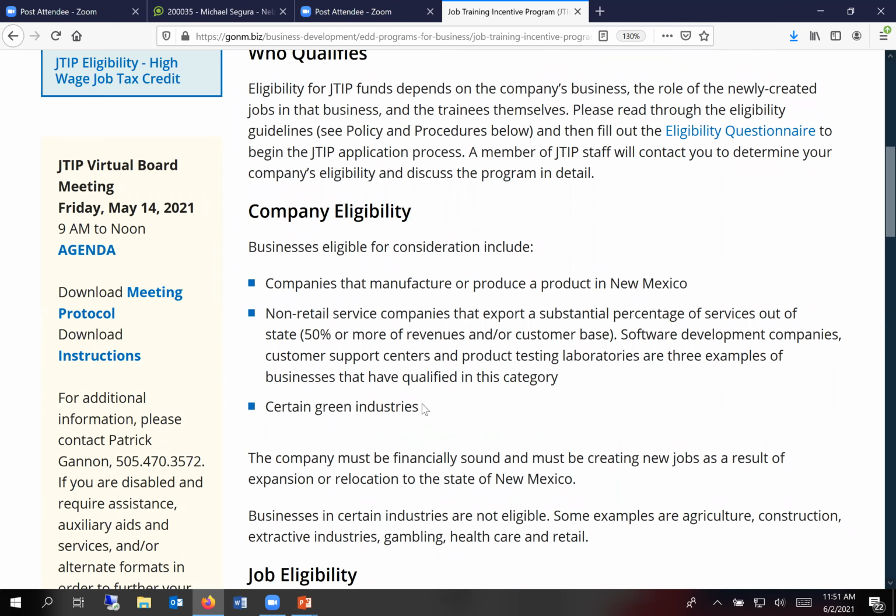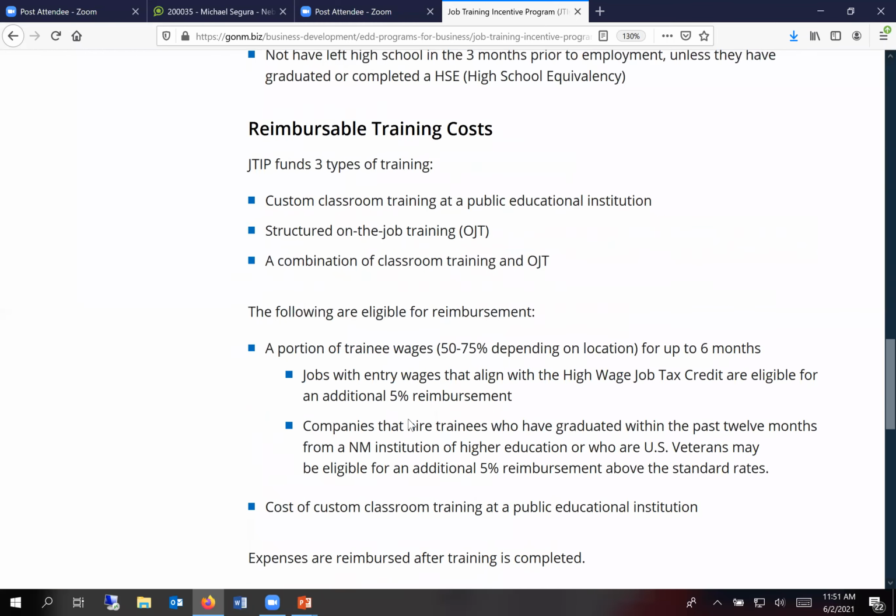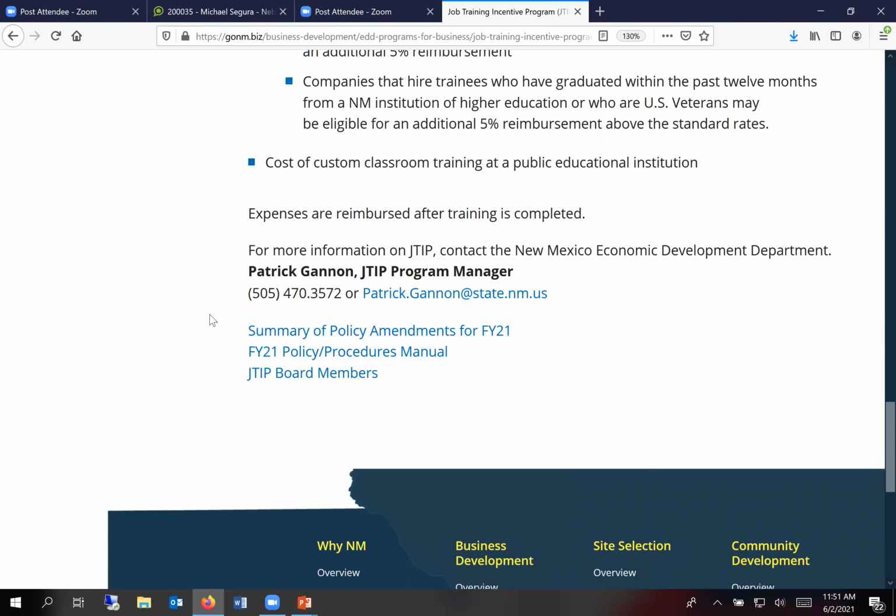And then certain green industries, I'm not 100% sure what New Mexico considers certain green industries, but the people at the Economic Development Department are awesome. They're always able to take or return your call. And the person in charge of this JTIP program happens to be Patrick Gannon.